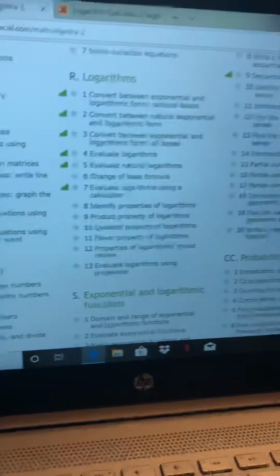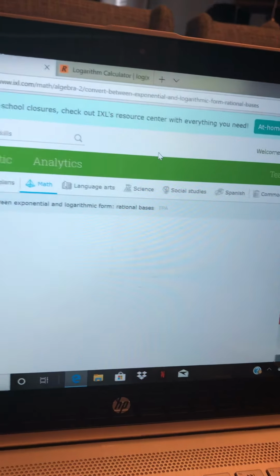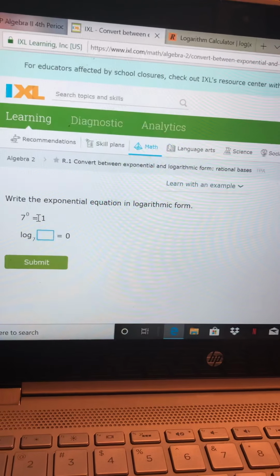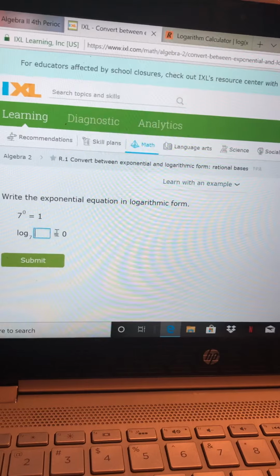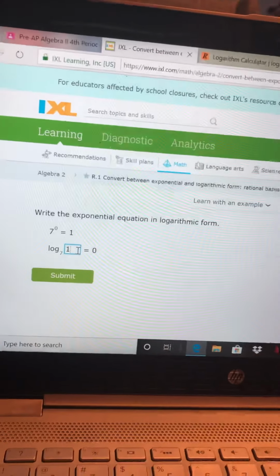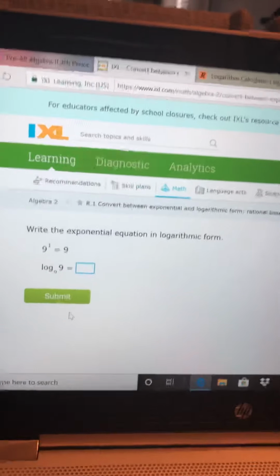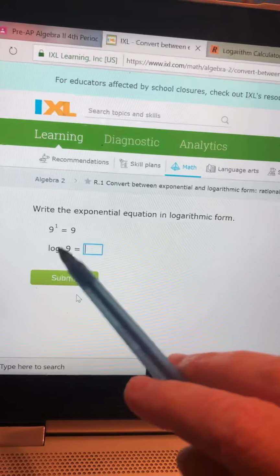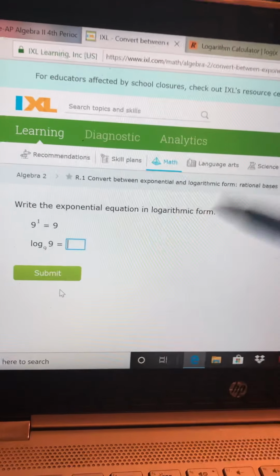So up here, this first couple sections, you may not even need my help. You probably could figure it out after trying a few of them. So 7 to the 0 power equals 1. Log base 7 blank equals 0. Well, what number is missing? The 1. So the 1 goes here. I mean, you can figure it out really without knowing anything about logarithms. All right, so here, log base 9 of 9 equals what? Again, what's missing? The 1. The exponent goes on this side.